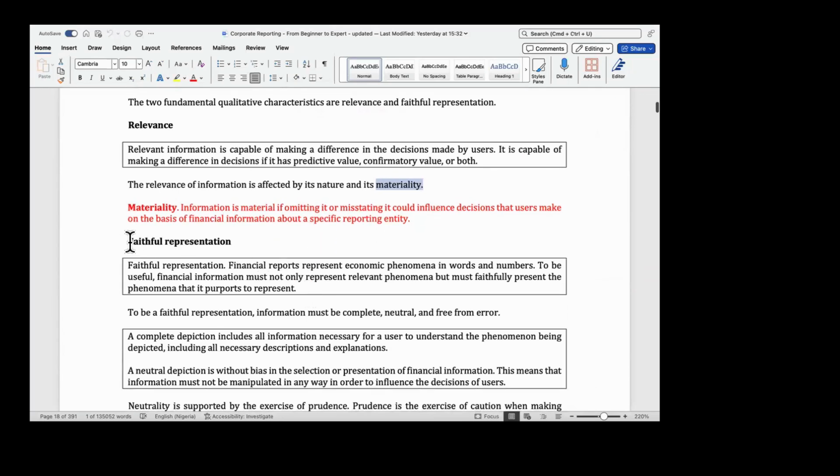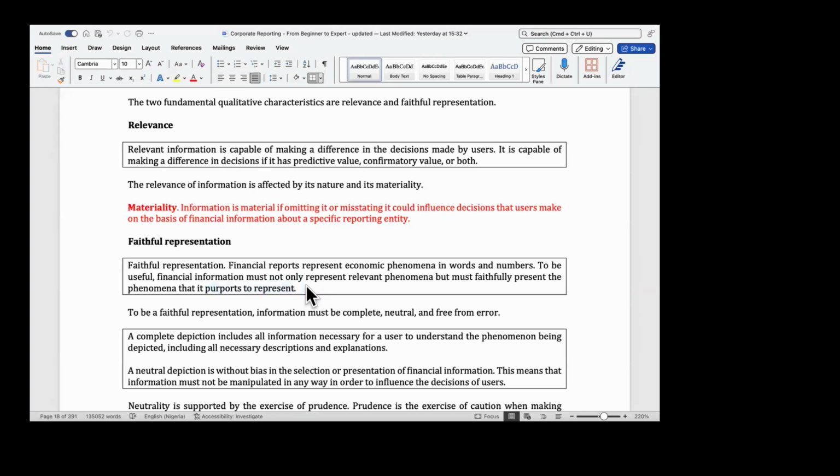The second fundamental characteristic is faithful representation. Faithful representation is saying, first, that a report represents economic phenomena in words and numbers. So it's just a description of your economic activities. That's what we mean by economic phenomena: a description of your economic activities, your trading activities, in words and numbers. And faithful representation means that you must faithfully present those phenomena that the report purports to represent.